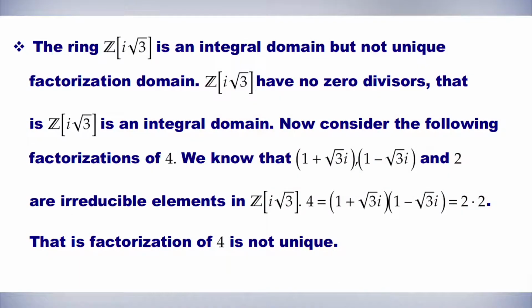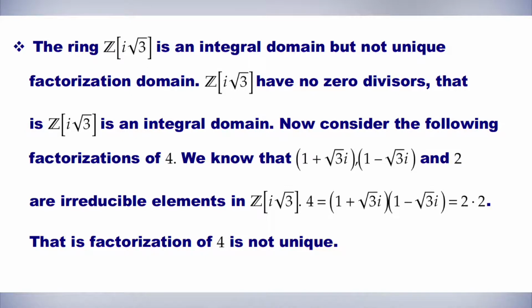For example, the ring Z[i√3] is an integral domain but not a unique factorization domain. Z[i√3] has no zero divisors, that is, Z[i√3] is an integral domain.